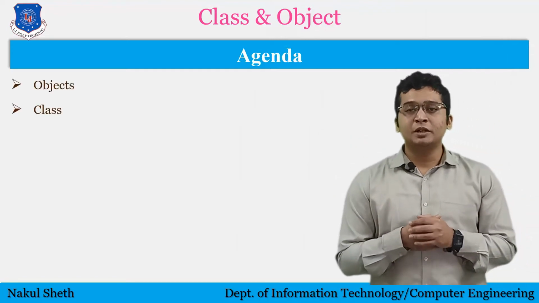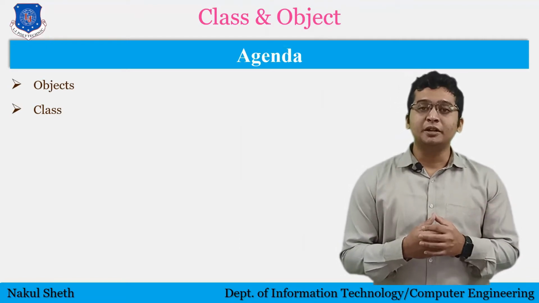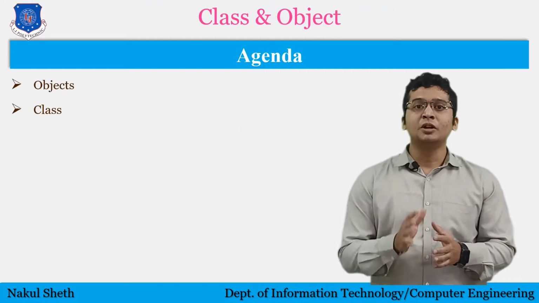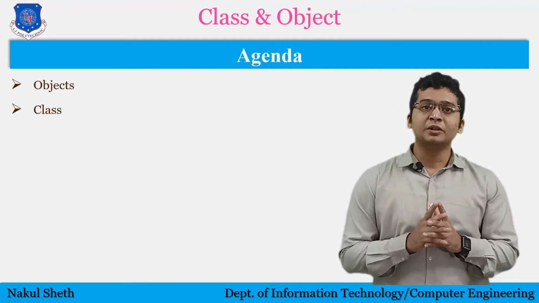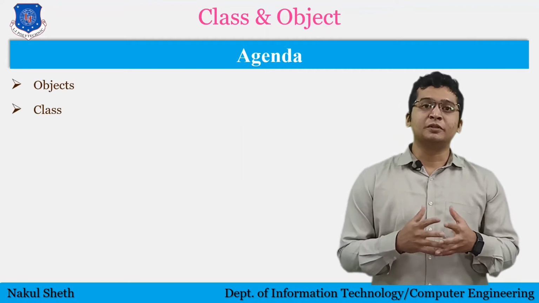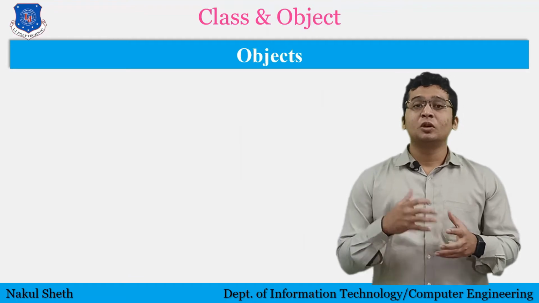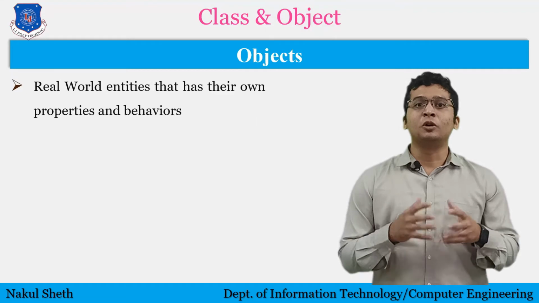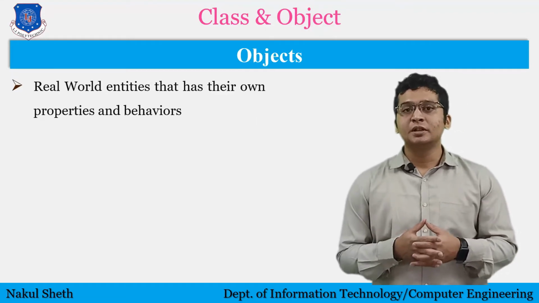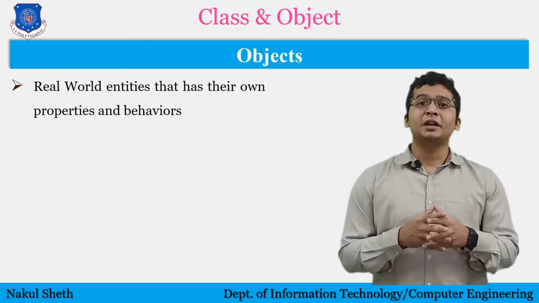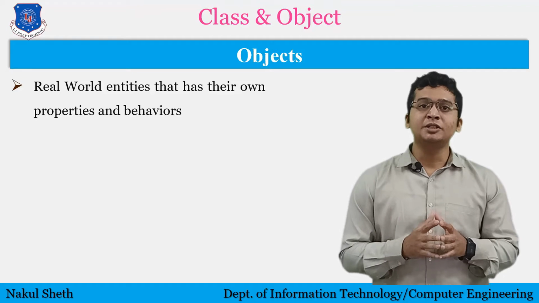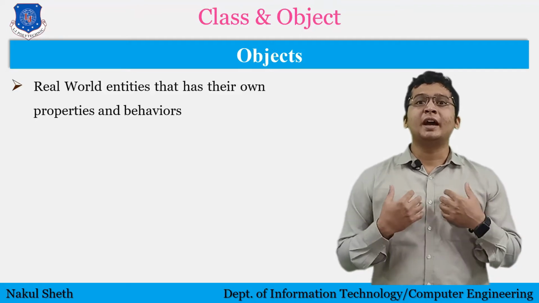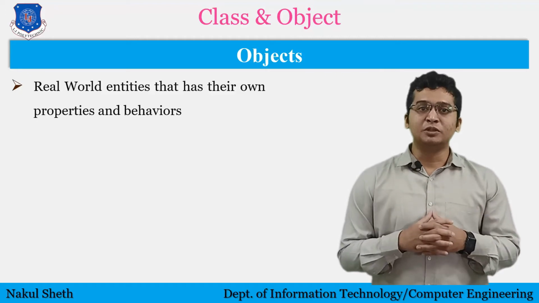Again, why does object come first and class later? Because the term itself is object oriented programming, not class oriented programming. So let us start with object first. Objects are known as real world entities that have their own properties and behaviors. In simple words, objects are real world entities which we can see, feel or touch. Even you and I are also objects of this world.